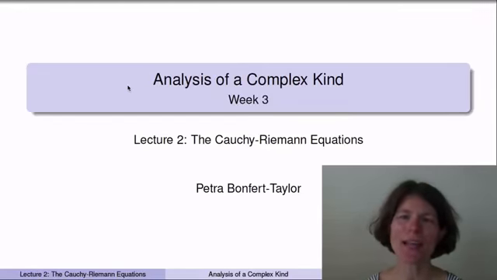Welcome back to our third week in our course Analysis of a Complex Kind. This is the second lecture this week, and we'll discuss the Cauchy Riemann equations. These are equations that result from a function being complex differentiable.